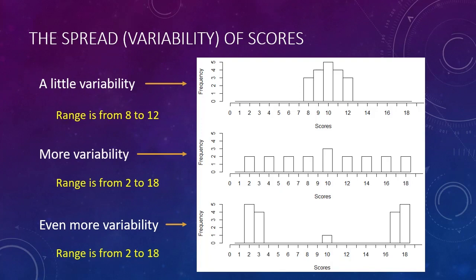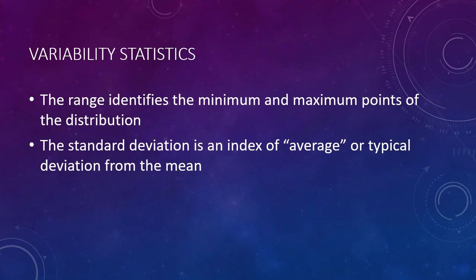Yet this distribution has more variability than the second example. The problem here is that the range is based solely on two scores in the sample, the minimum score and the maximum score. Thus, it has limited value if we want to account for the variability of all scores. The second variability statistic can help us out. That's the standard deviation. It is the average or typical deviation from the mean. Let's explore the concept of standard deviation, starting with the definition of deviation.